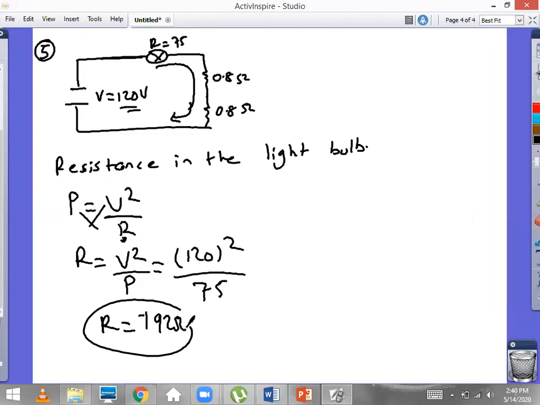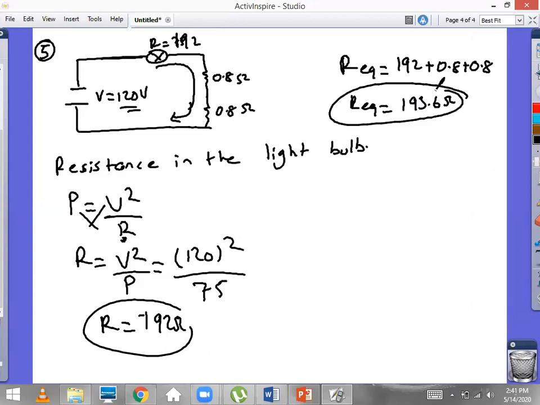So now, let's put it here. So we have 192 over here. We have 0.8 and 0.8 over here. Since they are series, we can find the equivalent resistance for all the circuit. So it's going to be 192 plus 0.8 plus 0.8, okay? So R equivalent will be equal to 192 plus 1.6. It's going to be 193.6 ohm. This is the equivalent resistance, okay?